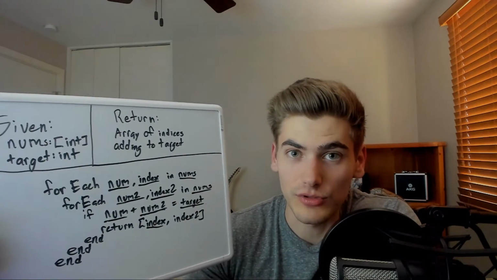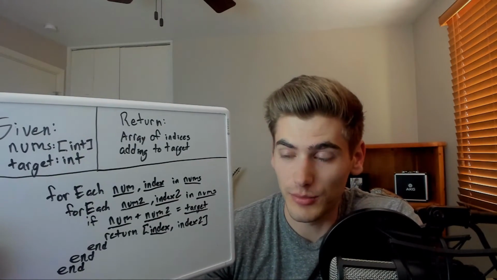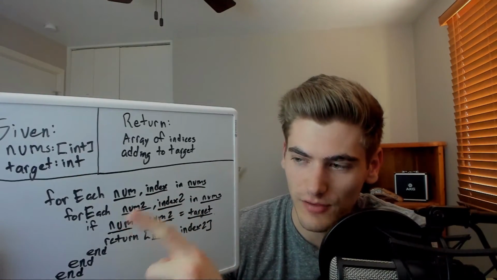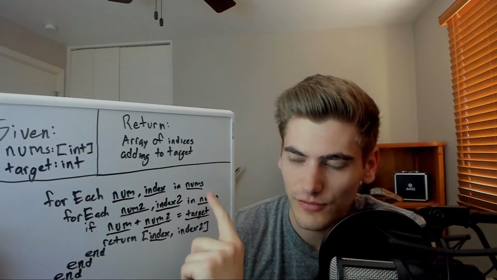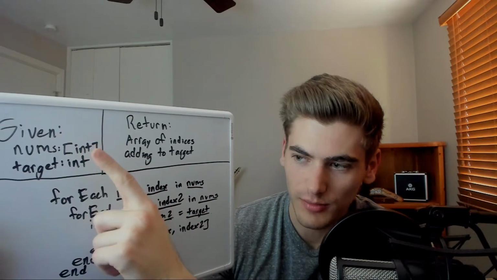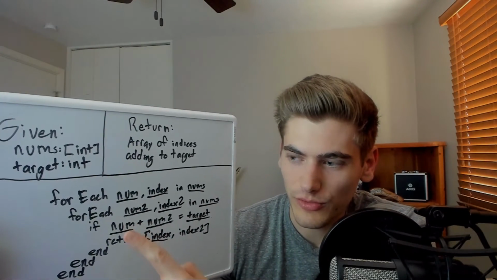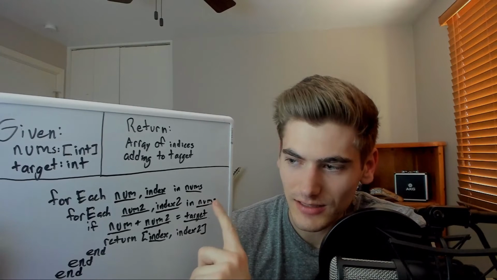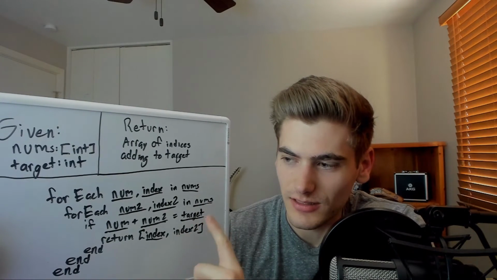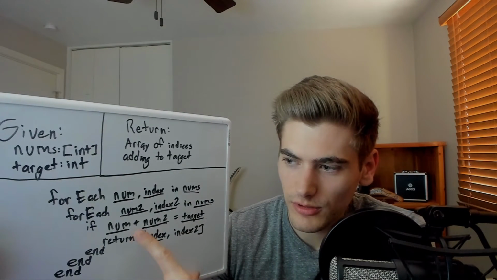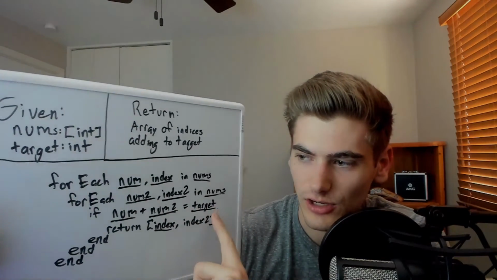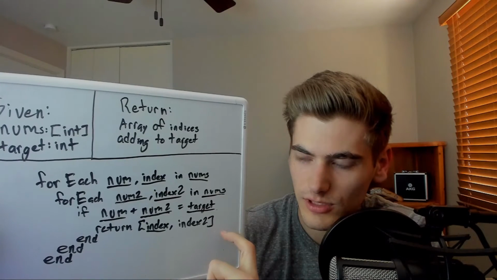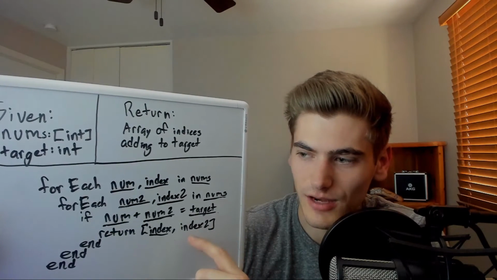So the naive approach, the initial approach, which is not the most efficient, is to first have a loop going over all of our numbers, so we get our number and index for each of the numbers in our given array up here. And then we loop through that number array again a second time, and we want to check to see if our two numbers here, number plus number 2, which is from our second loop of the array, add up to equal that target. And if they do, then we return both of those indexes inside of an array.